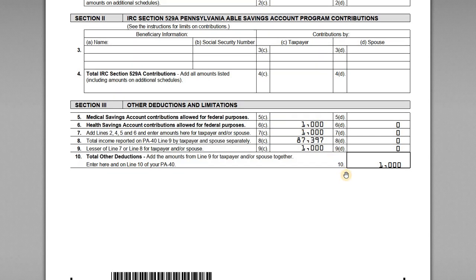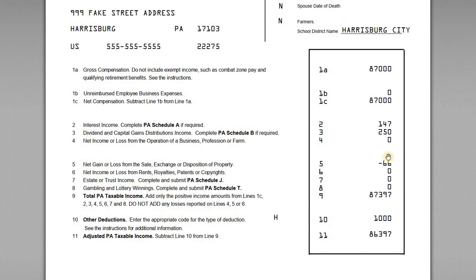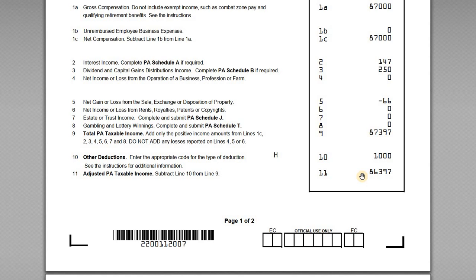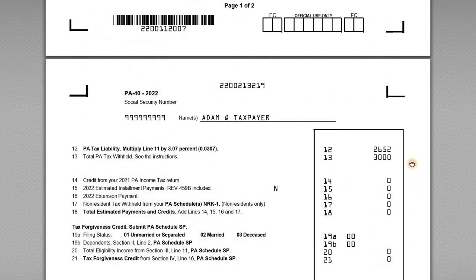So we total up all the amounts available. The total income reported, so that's pulling from PA-40 line 9, and then we are allowed to deduct the lesser of the two. So there is an income limitation imposed on these HSA deductions, but in this case, our taxpayer here, Adam, has more than enough income to be able to deduct this. So he does get a full $1,000 deduction for his HSA contribution. So we've got the 87 minus 1,000. We're down to adjusted PA taxable income of 86,397.